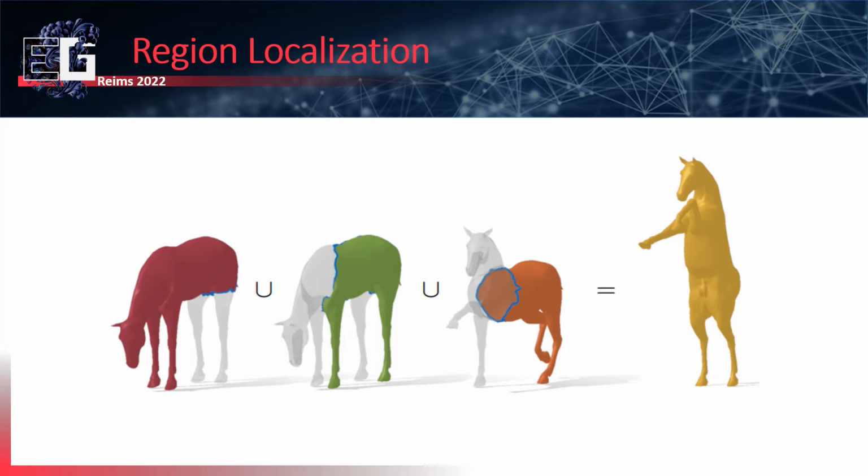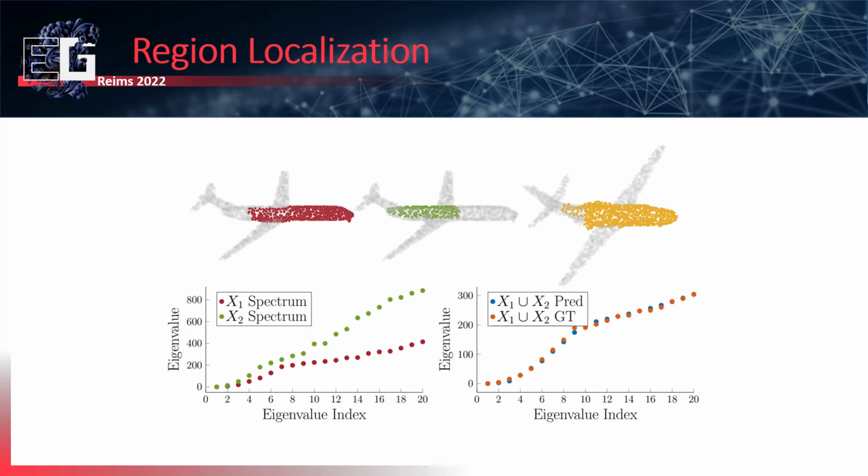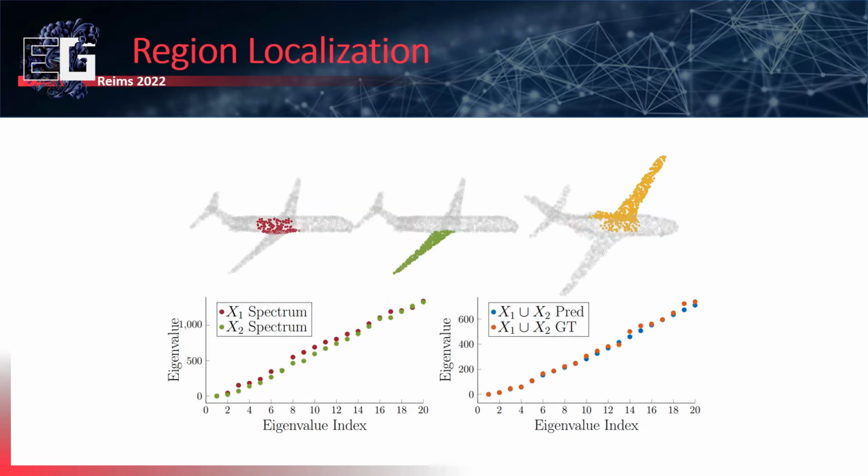We also experimented on rigid objects. These are airplanes from the ShapeNet dataset. And as you can see, the eigenvalues are still quite accurate. Here you can see an interesting behavior where the two partial shapes in red and green are defined on the right wing of the airplane, but the region is localized on the left one. The region localized is semantically correct, but is on the wrong side.